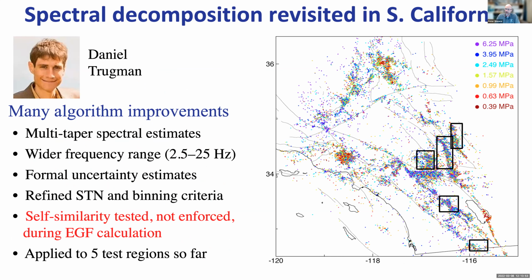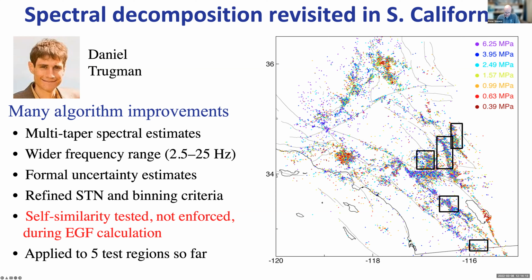So a few years ago, Daniel Trugman, when he was a student here, went back to this Southern California study from before, but he applied some improvements to the spectral decomposition that are shown here.